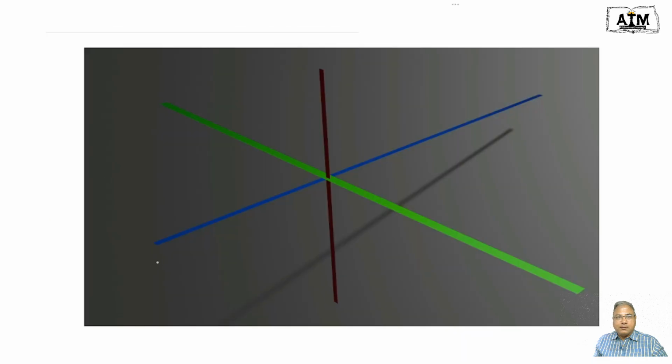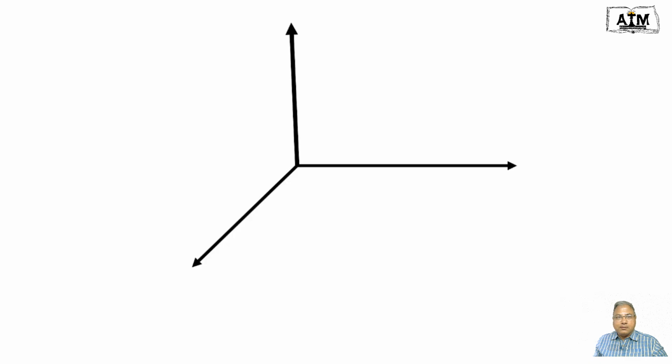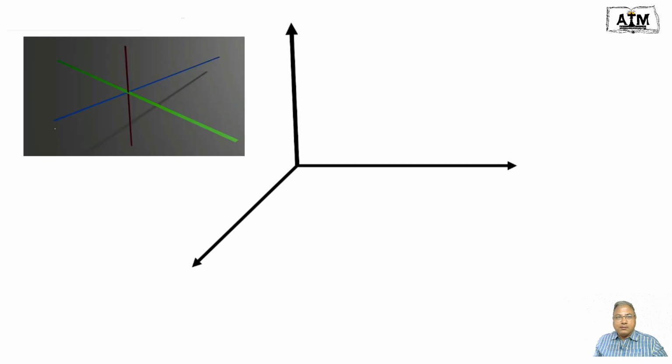In a three-dimensional system, there are three axes. All three axes are perpendicular to each other. The angle between every two axes equals 90 degrees. So this is the x-axis, this is the y-axis, and this is the z-axis. So there are three axes in a three-dimensional system. And the same diagram in our textbook, in our notebook, we can draw by taking the x-axis, y-axis, and z-axis in this way.